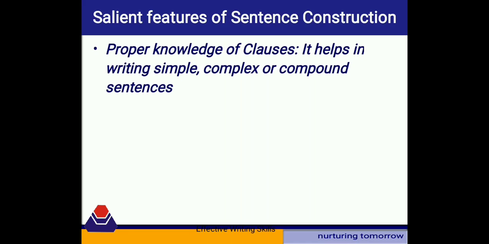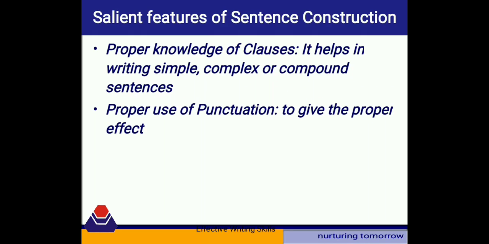Next is the proper knowledge of clauses. As I already mentioned, there are different types of construction like phrase and clause. A clause is a group of words which gives us some sense but not a complete sense and has its own subject and predicate. I have already discussed this in the first module. If we have proper knowledge of clauses, it helps in writing simple, complex, or compound sentences. Next is the proper use of punctuation. Punctuation means the comma, full stop, which gives the proper effect to the sentence.